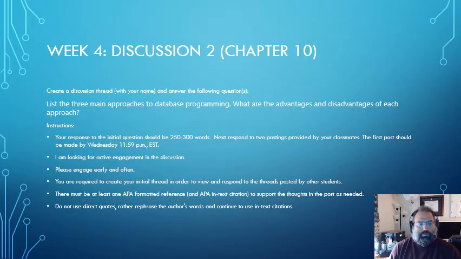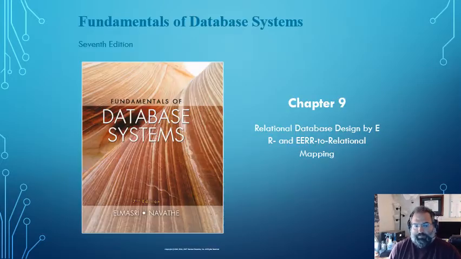In the second discussion of this 4th week, it's about chapter 10. List the 3 main approaches to database programming. What are the advantages and disadvantages of each of those approaches? Again, 250 to 300 words. Make sure you do include a citation. Do respond to 2 of your classmates. Make sure your initial post is in by Wednesday at midnight.